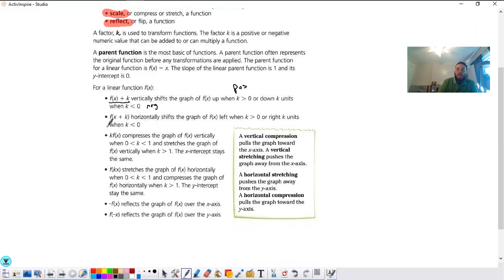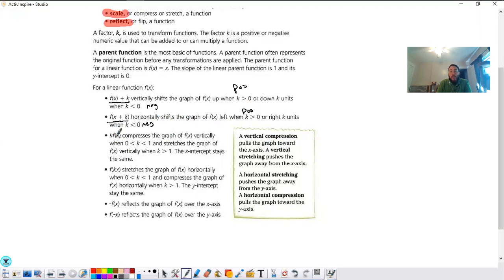When we have f of x and we have the plus k inside of these parentheses here, that's going to be a horizontal shift. So it's a horizontal shift to the left when k is positive, and then to the right when k is negative.